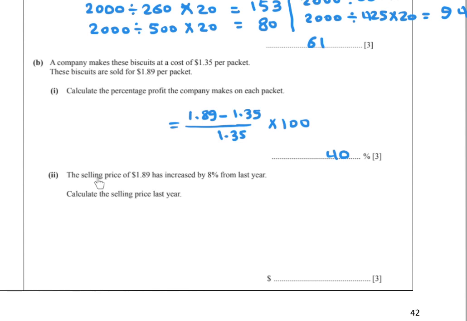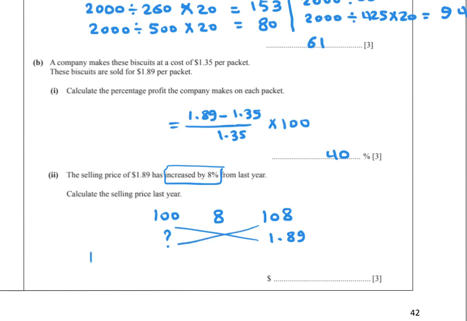Double I, the selling price $1.89 has increased by 8% from the last year. Calculate the selling price. If it increased by 8%, use the cross multiply method. So this means it was 100 and increased by 8, now 108. The selling price now 1.89. We need to find the selling price the last year. So cross multiply. So 100 times 1.89 divide 108 equals 1.75.